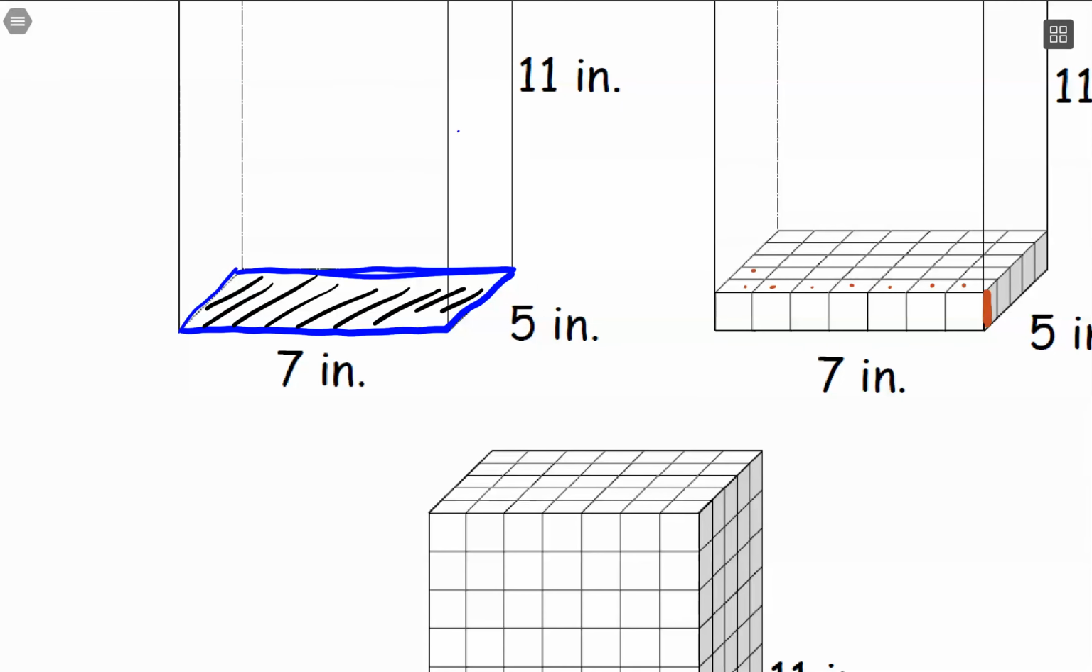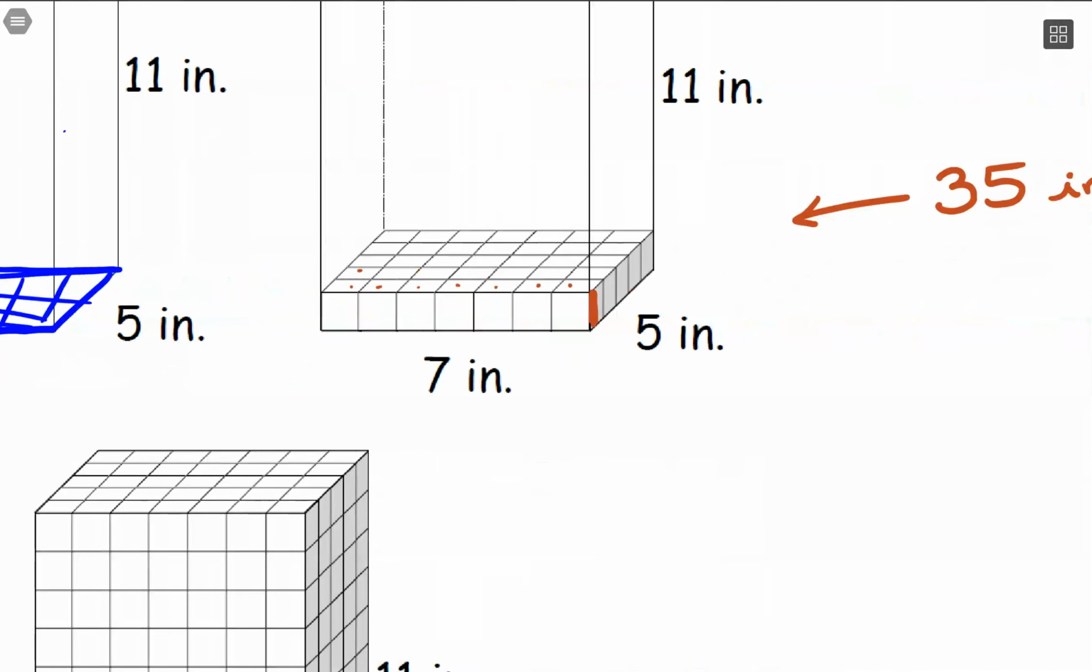Like at this stage, what it could have looked like if I was more careful with my drawing is separating by 7 and separating by 5, and it's too hard to do there, but then we would have 35 squares, and now we have 35 cubes using the units of inches.